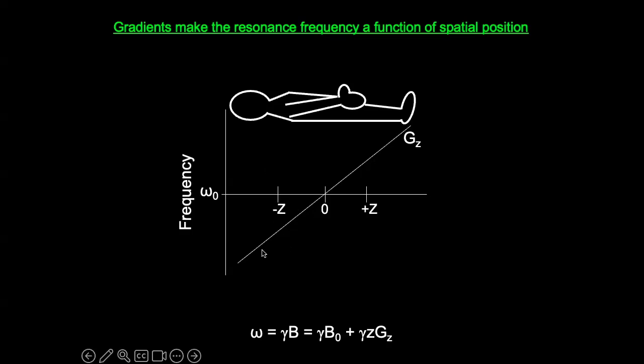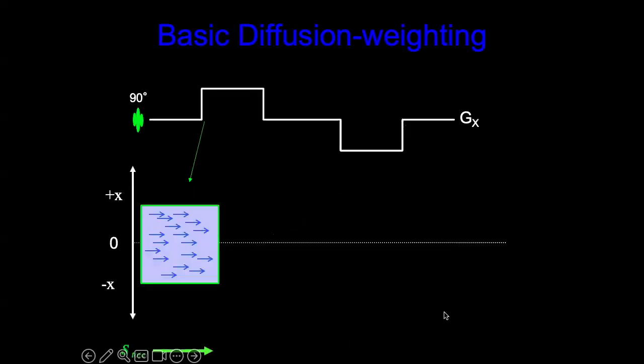When we turn a gradient on, it adds a little more magnetic field in one direction. Here I have a gradient in Z, so it adds more magnetic field in this direction and less in that direction. So now the protons over here feel a higher magnetic field and rotate a little faster, and the ones over here feel less magnetic field and precess and rotate a little slower. So now we've got this equation for our frequency. That's what we're going to use to do our diffusion weighting, to say something about where these molecules are and how they're moving.